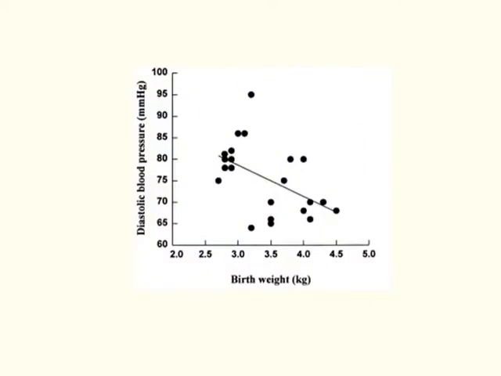This chart shows a negative correlation. You can see that it's negative because a lower value on the x-axis, the birth weight variable, predicts a higher value on the y-axis, diastolic blood pressure. When a lower value on one variable predicts a higher value on the other, that's a negative correlation.